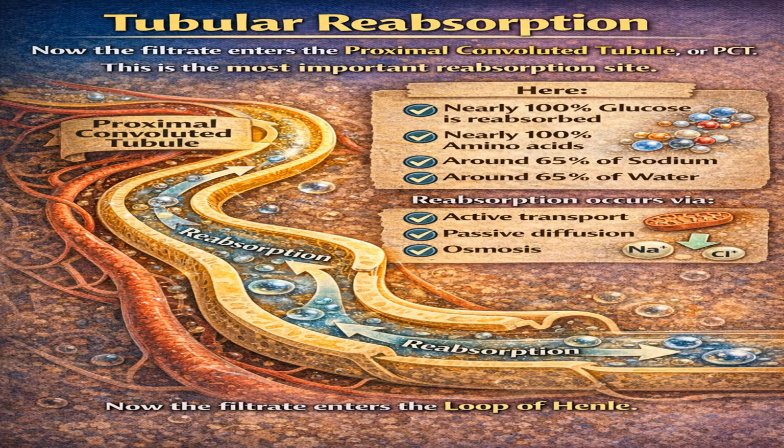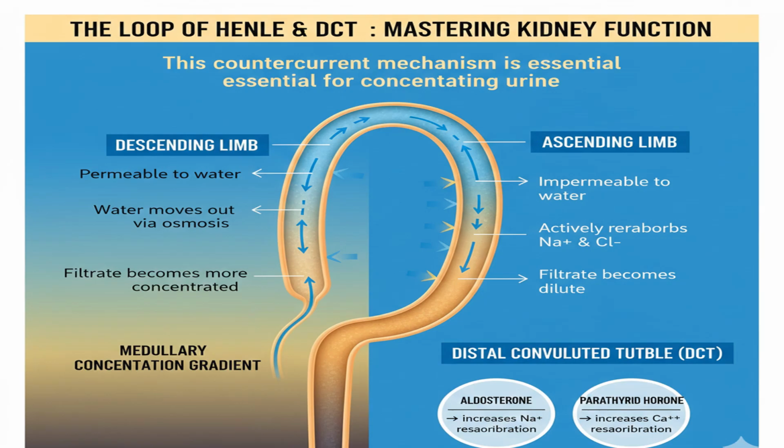Now the filtrate enters the loop of Henle. The loop of Henle has two limbs. First is the descending limb, which is permeable to water, and water moves out via the process of osmosis and the filtrate becomes more concentrated here. The ascending limb is impermeable to water, and it actively reabsorbs sodium and chloride ions, thus leading to the filtrate becoming more dilute. This countercurrent mechanism creates the medullary concentration gradient, which is essential for concentrating the urine later.